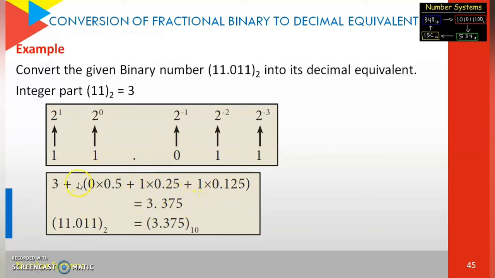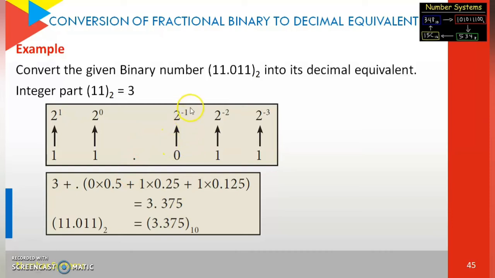Now you can see here, what is the value for this integral part? 2 power 0, what is the value? Anything power 0 is 1. So 1 into 1, we get 1. And then 2 power 1. What is the value of 2 power 1? 2. So 2 into 1 is 2. So 2 plus 1, we get 3. For that we write the integral part 3 plus point.